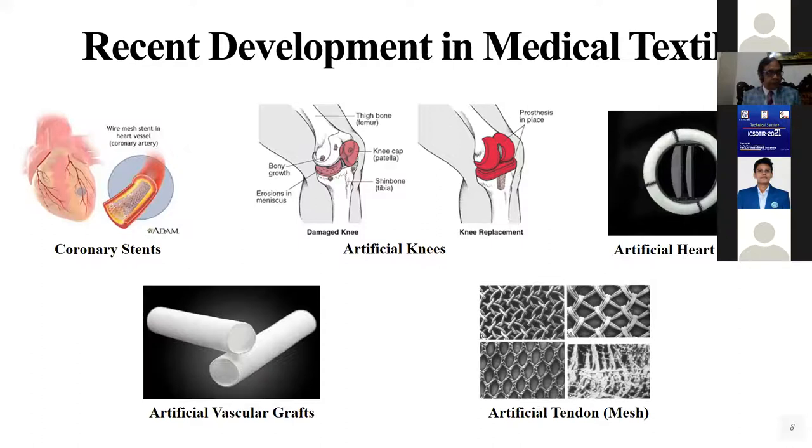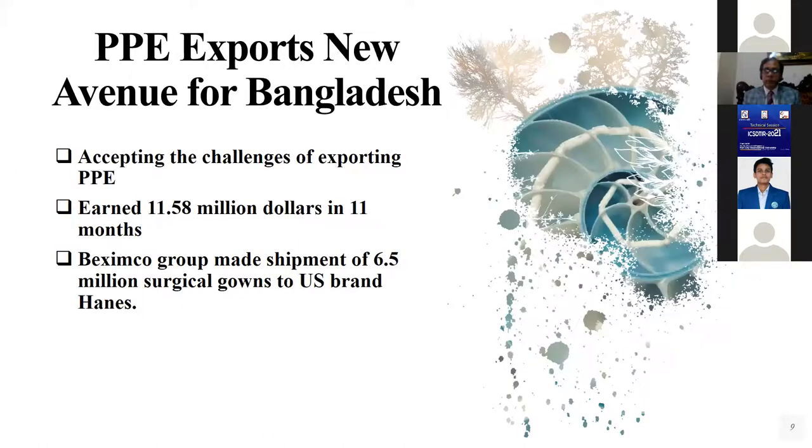Then we got artificial vascular grafts. Most of the artificial vascular grafts are made of polyethylene terephthalate, which we call PET, and polytetrafluoroethylene. Then artificial tendon or mesh. Artificial tendon is participating in hernia treatment and also in the replacement of the abdominal wall, where mechanical strength and fixation play a crucial role.